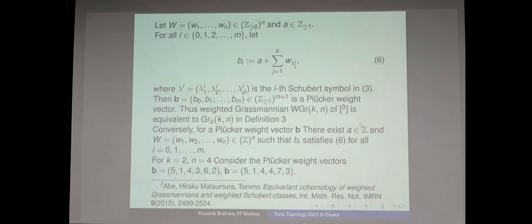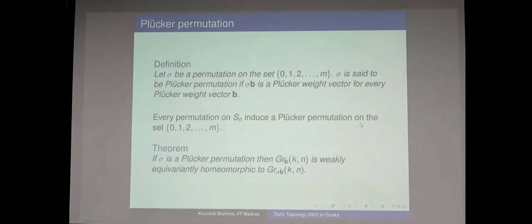Okay, now the question is: can we permute the weight vectors such that after permutations two weighted Grassmannians are related? Further, we introduce the Plücker permutation. Let sigma be a permutation on the set 0, 1 to m. Sigma is said to be a Plücker permutation if sigma b is a Plücker vector for every Plücker vector b.